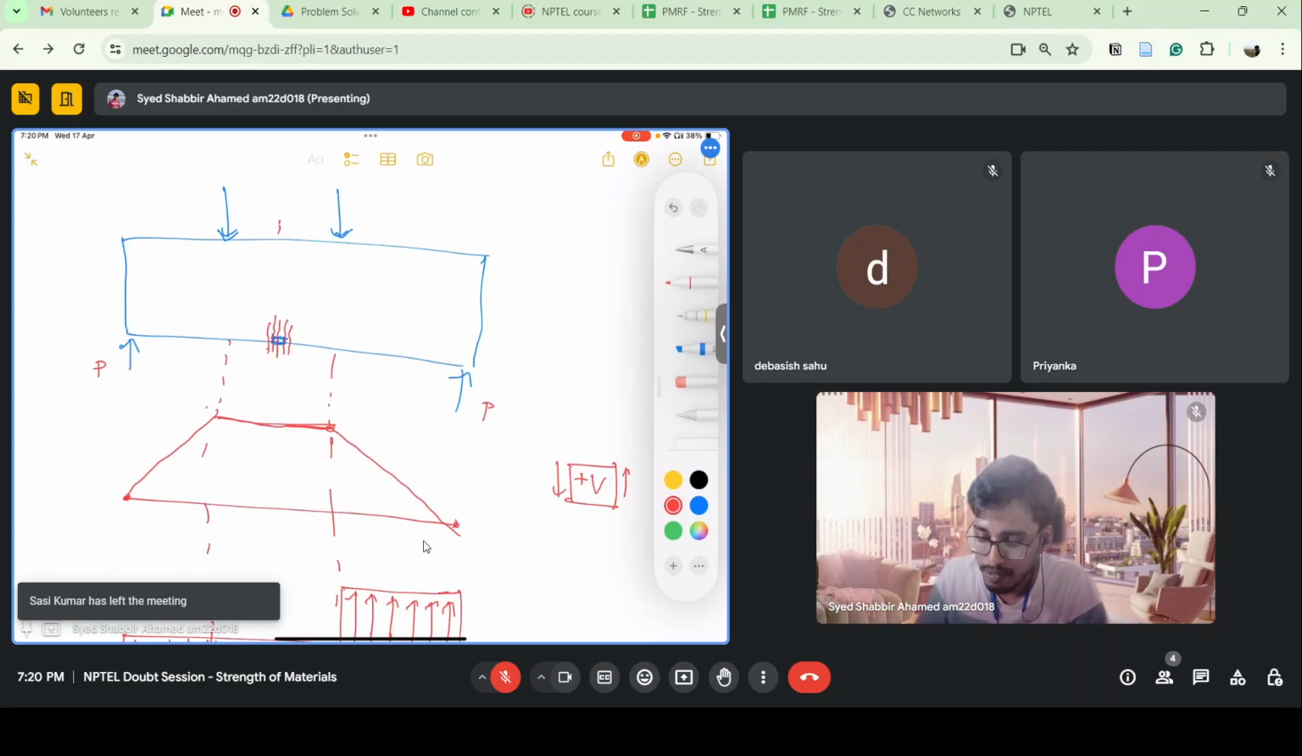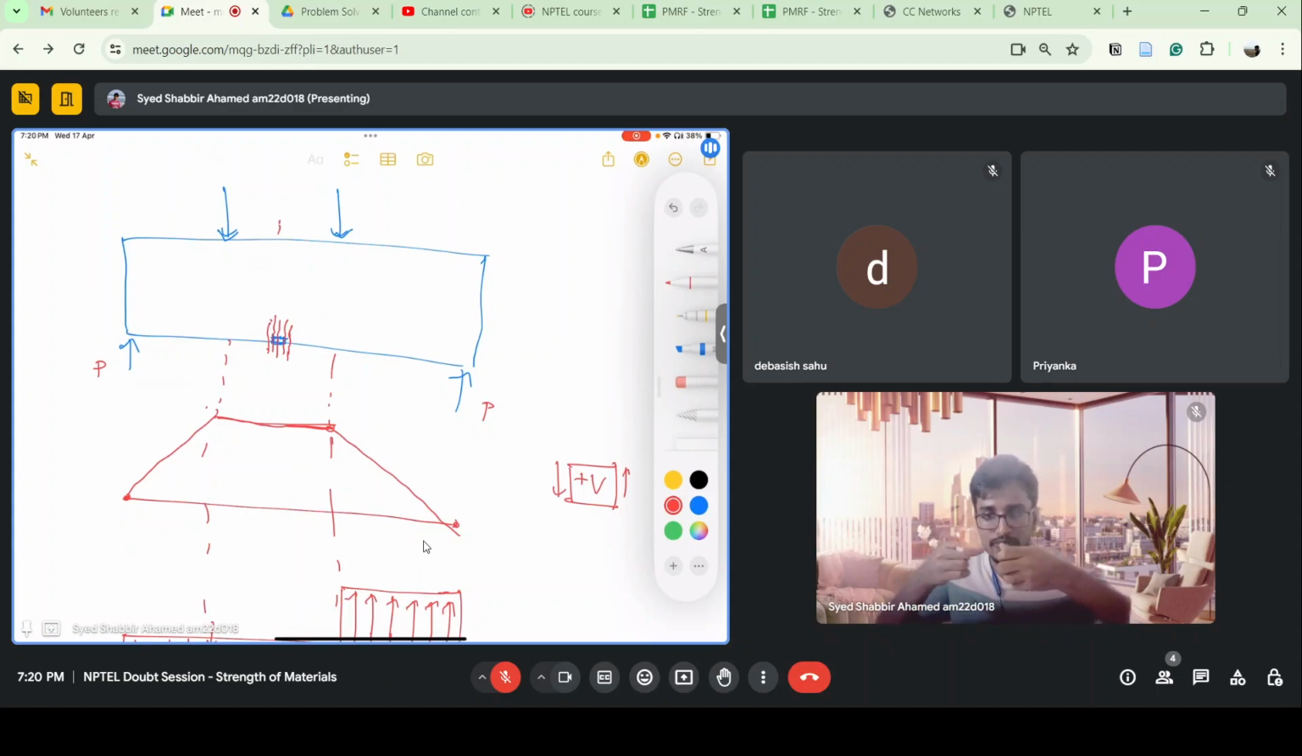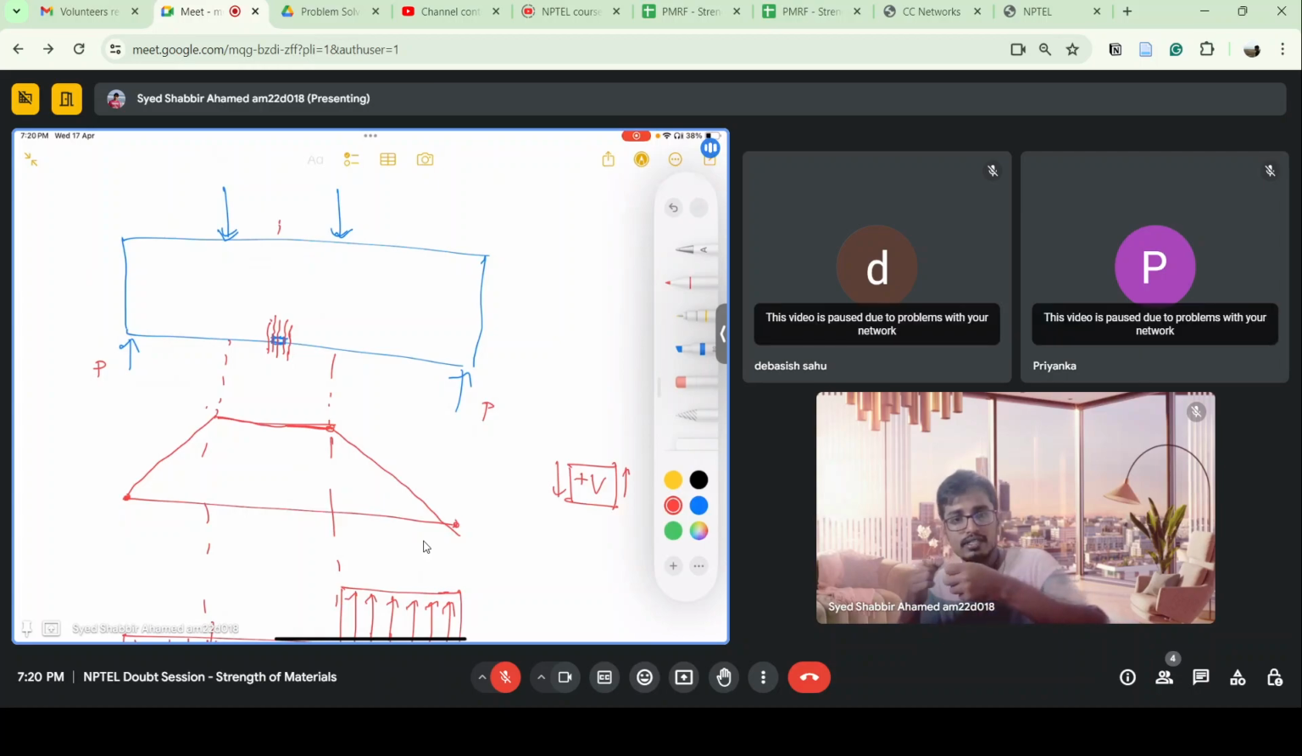So my cracks will be appearing like this, in the perpendicular direction, because the principal stress is in this direction. That's why I am saying this for a concrete bar. Let's say this is a concrete beam.